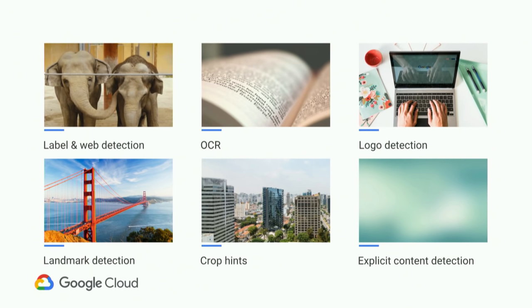Landmark detection will find landmarks in an image. Crop hints can help you crop your photo to focus on specific subjects in the image. And then finally, we have explicit content detection. This is pretty self-explanatory. It will tell you, is your image appropriate or not? This one is pretty useful across the board for any site or app that has user-generated content. Instead of having someone manually review all of those images that come in, you can send it to the Vision API, and then maybe you only need to review a subset of those images.